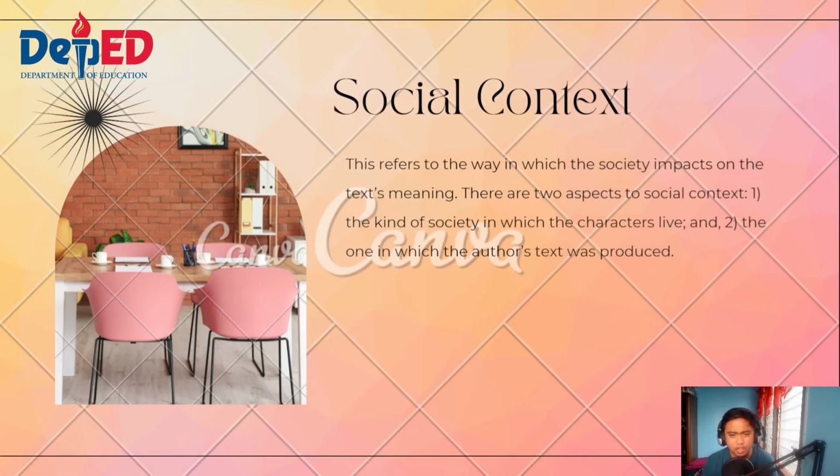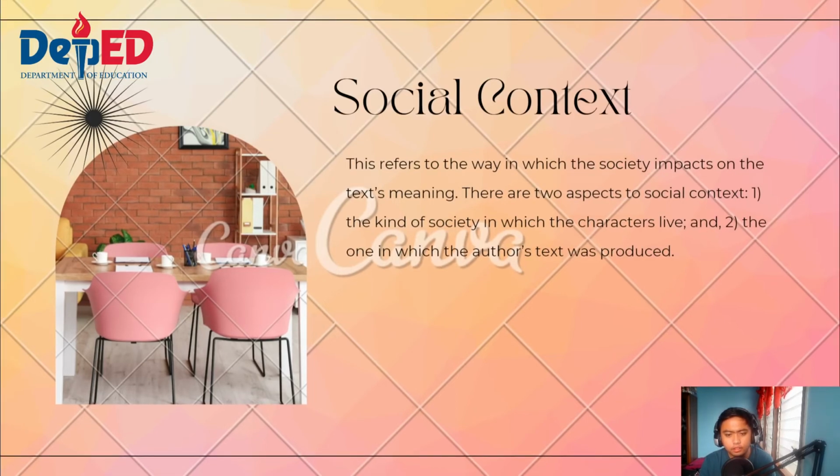The second now is the author. I guess on the second part, you will already understand this one because you looked at the author's context in the first place. So there are two things you need to consider. Again, number one, the society of the author. Number two is the society of the character.